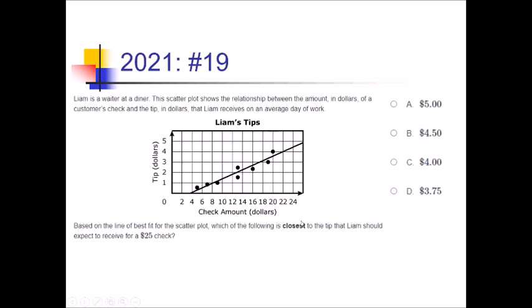So what I would do here is take a look at my line of best fit and figure out where I am on there. If I'm at 25 for the check, then following that up to the line, I should be right about here for the tip. So following that over to the y-axis, looks like I'm about halfway between 4 and 5. So that's roughly $4.50, which is exactly what one of the answer choices is. So I'm going with choice B.